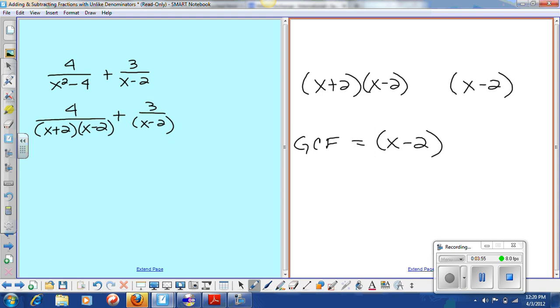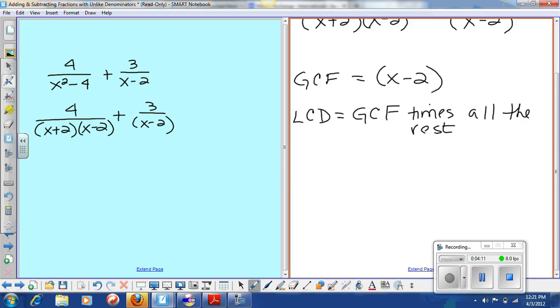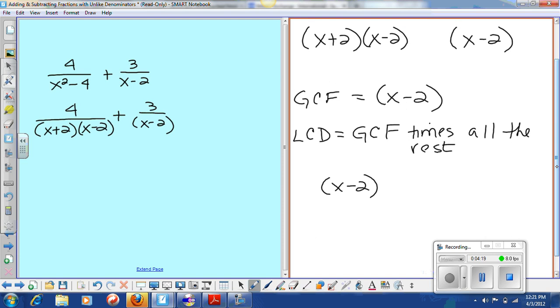So with that, to find your lowest common denominator, remember it's GCF times all the rest. So our GCF is x minus 2, right? And the only thing missing from this is from over here, x plus 2. So our lowest common denominator is x minus 2 times the sum of x plus 2.